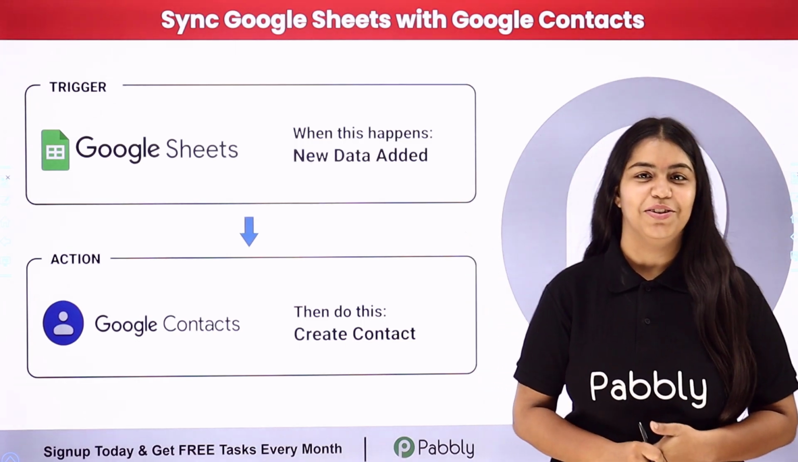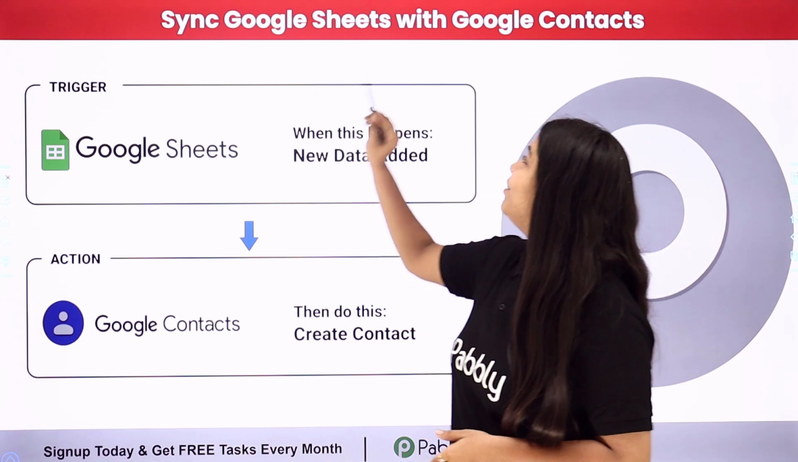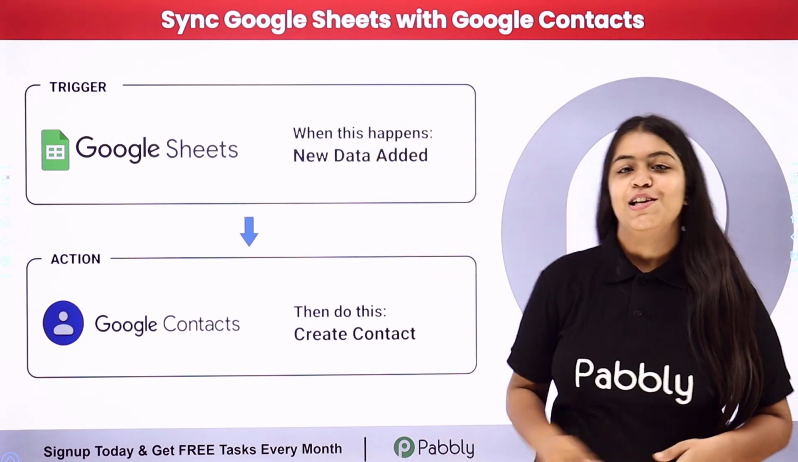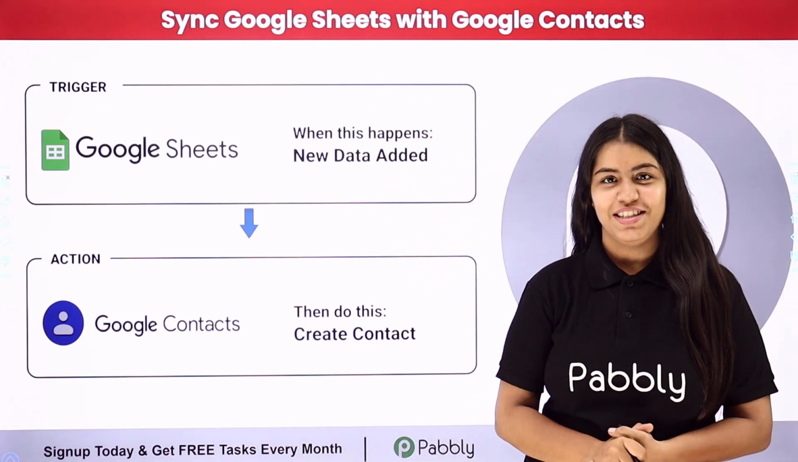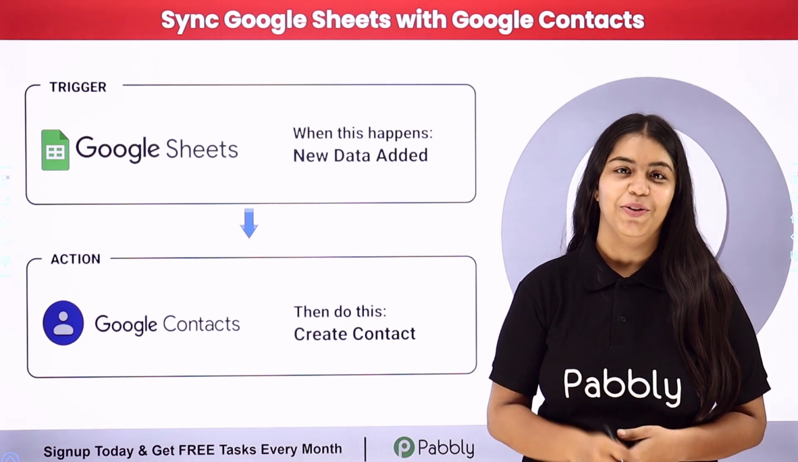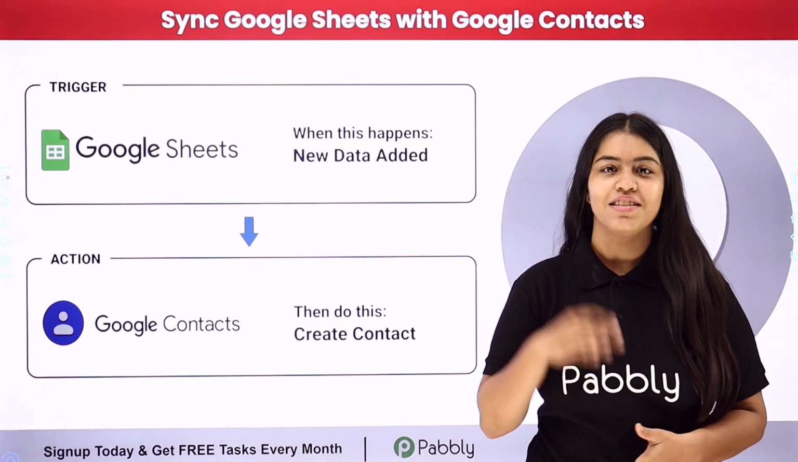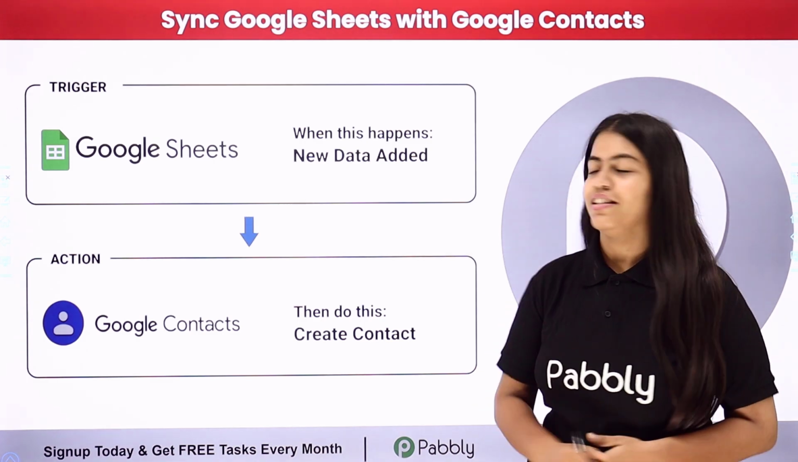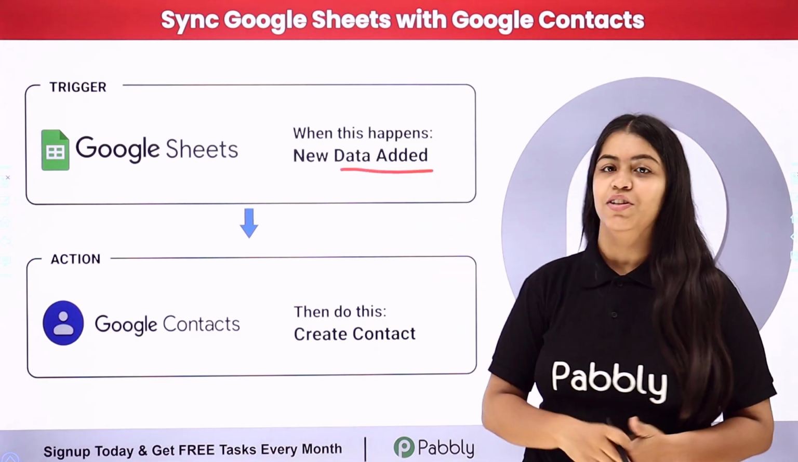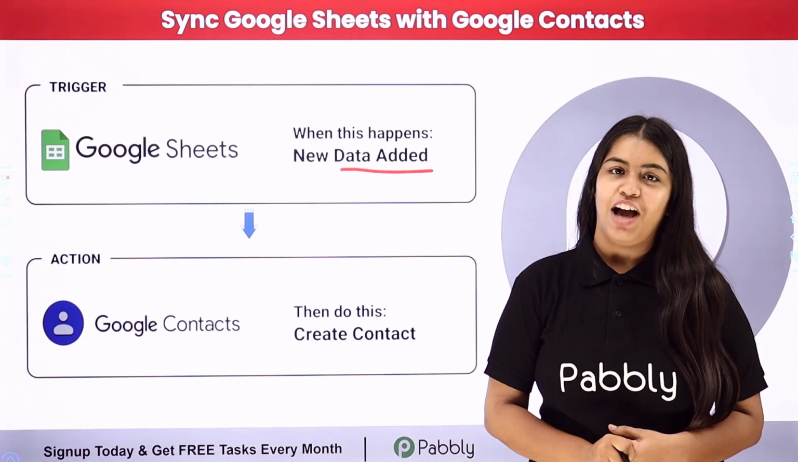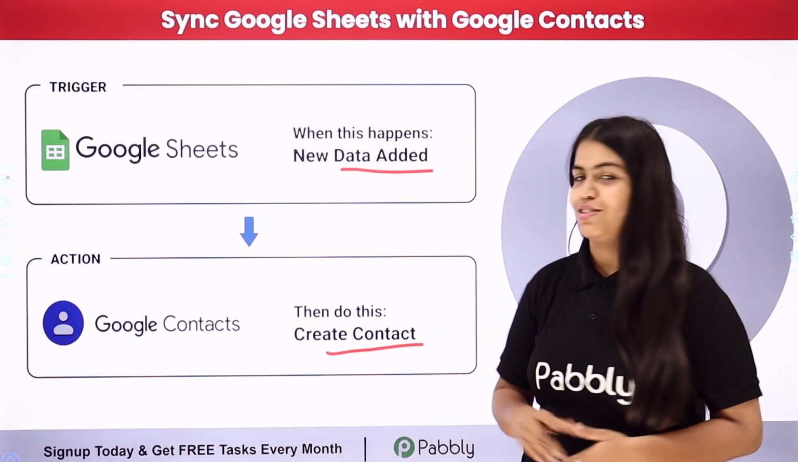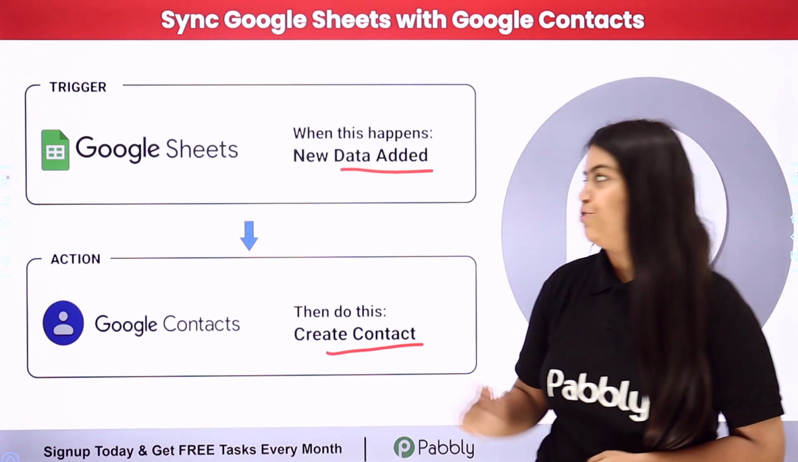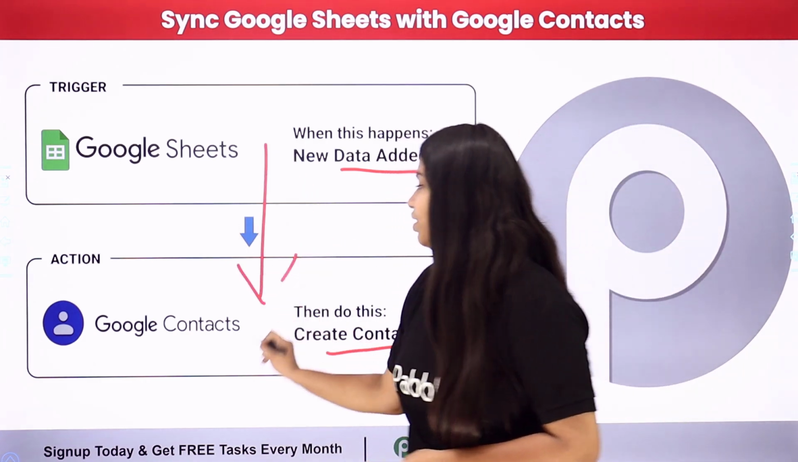So in this video we are going to understand how to sync Google Sheets with Google Contacts. Are you also using Google Sheets for your business? Then this video is definitely for you. Over here I'm using Google Sheets to add the details of the new contacts, and I wish that as soon as the new contact details are added in my Google Sheets, automatically a new contact should be created in my Google Contacts too. For this, we are going to create a connection between Google Sheets and Google Contacts.